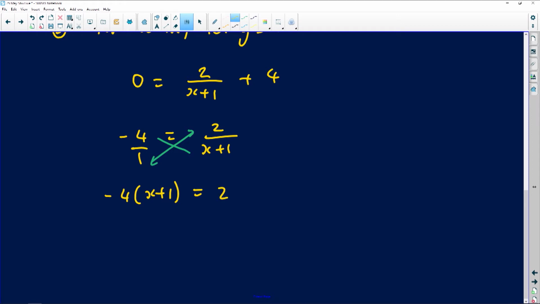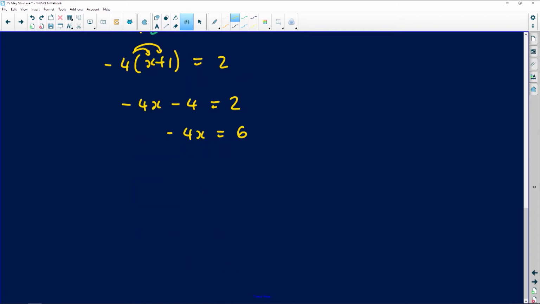And then from here, you can go in here or you can divide. It's up to you. I'll have minus 4x minus 4 equals 2, right? And then I'm going to take 4 to the right, or add 4 on both sides. I'll have minus 4x is plus 6 when you add 4 and 2.